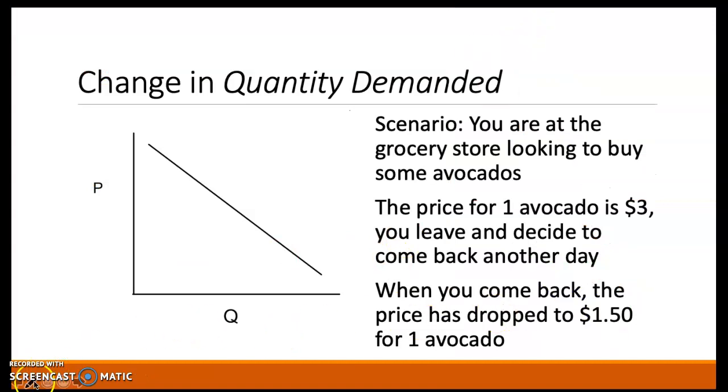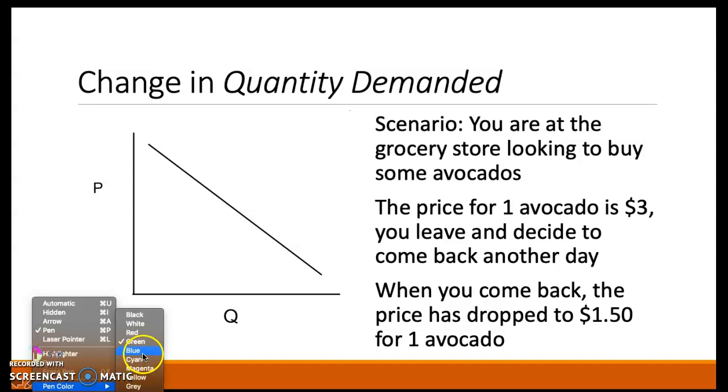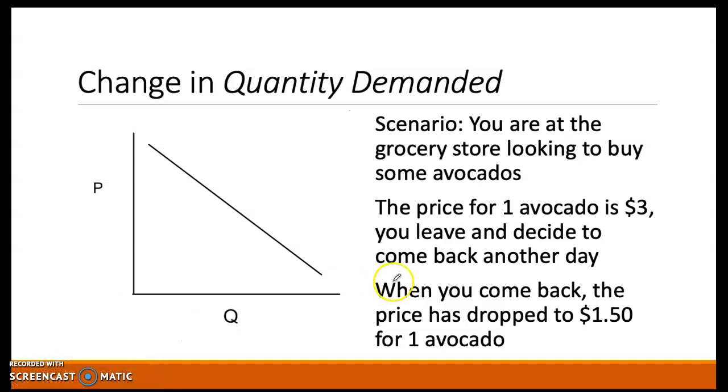Just to hit this idea home a little bit better, changing my pen color, give me 1 second. So again, this is changing quantity demanded, looking at the law of demand. Let's say the scenario is you are at the grocery store looking to buy some avocados. The price for one avocado is $3. So if we were to plot that here, we'll put it at $3, kind of a high price, and we're going to draw it over to the demand curve, coming down. This would be our Q1, showing us the quantity that you would demand at $3.